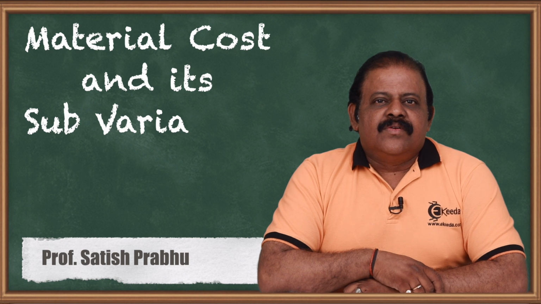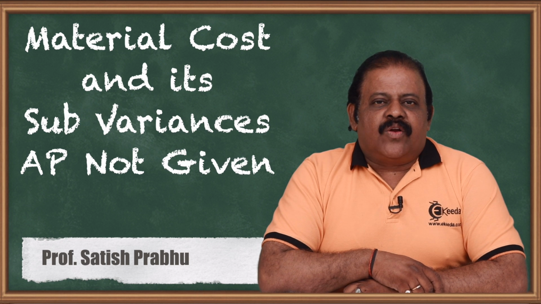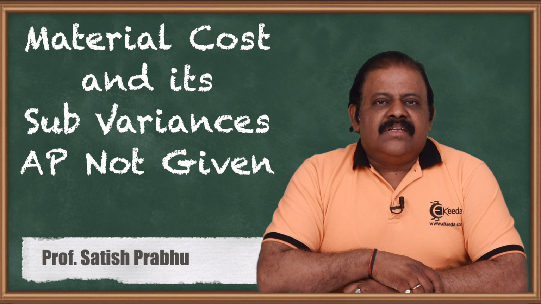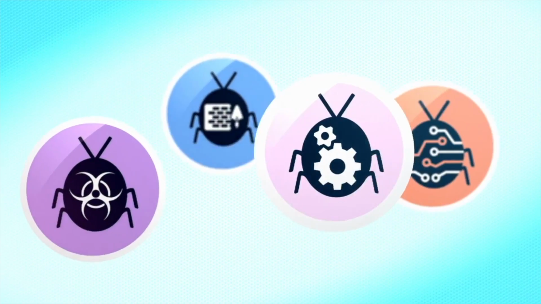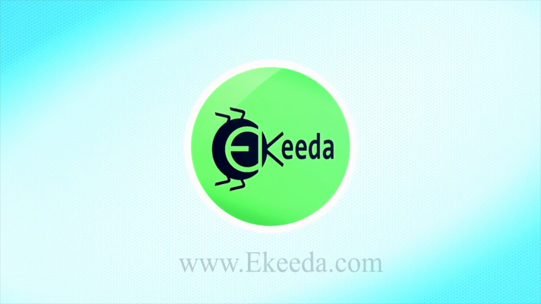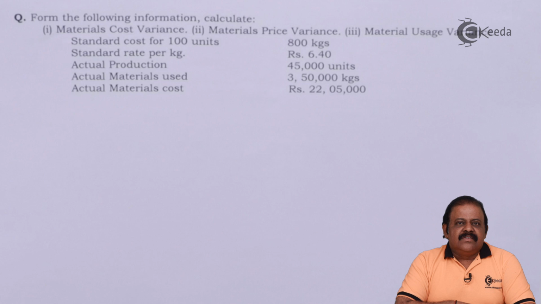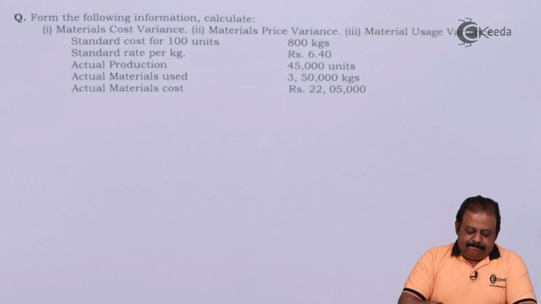Hello friends, we'll discuss one question of standard costing where we are required to calculate material cost variances and sub-variances. In the question, they have not given the standard price, which we are required to calculate. How to do that? Let us read the question.